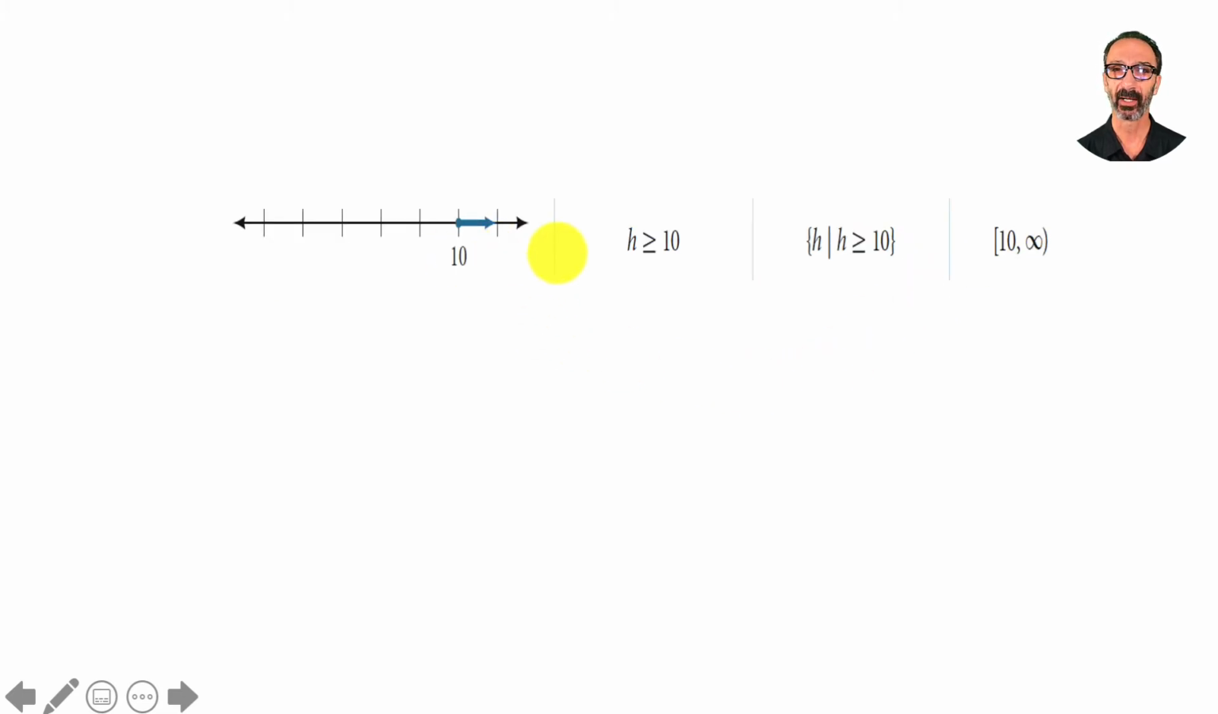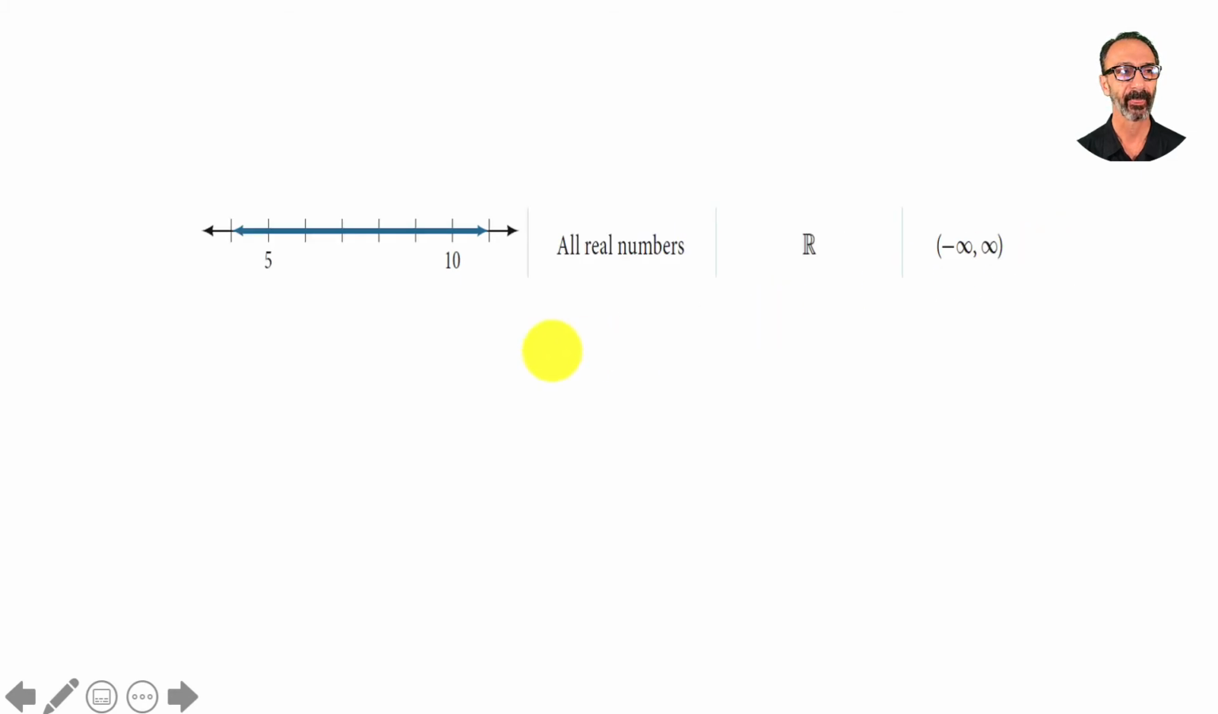This one is from 10 up, including 10. h is greater than or equal to 10. And brackets about 10, all the way to infinity. Infinity, of course, every time we use infinity, we can't use brackets. This is all the way to the left, all the way to the right. That means all real numbers, all real numbers. And we write it from negative infinity to infinity.